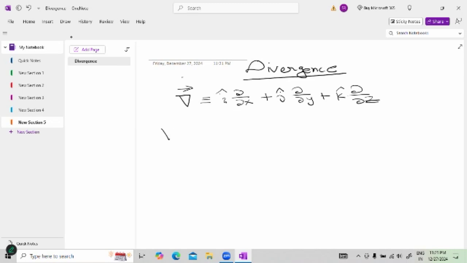Now, previously we learned that when this grad operator acts on the scalar phi, this gives i cap del phi del x plus j cap del phi del y plus k cap del phi del z.